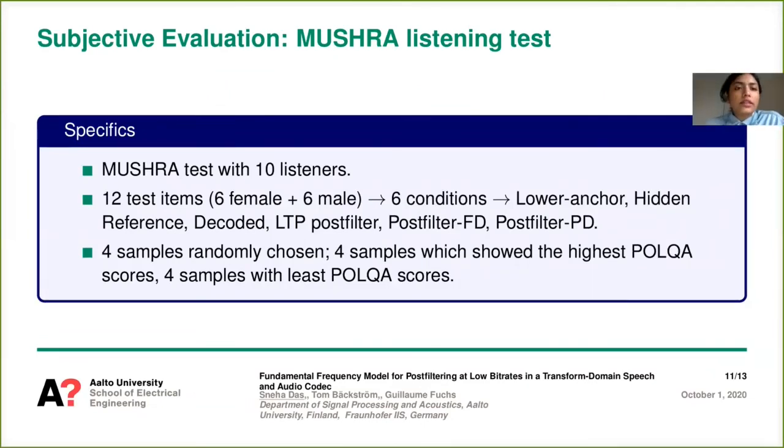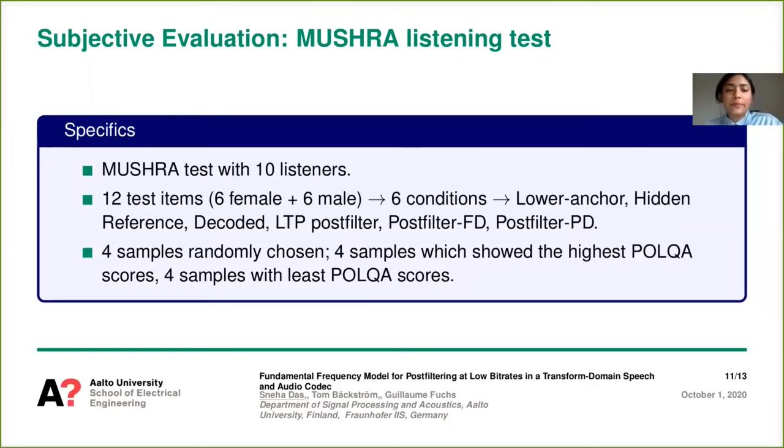We also conducted subjective evaluation using the MUSHRA listening test with 10 listeners. The test comprised 12 test items, out of which 6 were female and the remaining were male. Each item comprised 6 conditions. The standard conditions of lower anchor, which is the low pass speech sample at 3.5 kHz, the hidden reference, and the decoded speech, LTP post-filtered speech, post-filtering in frequency domain, and post-filtering in perceptual domain.